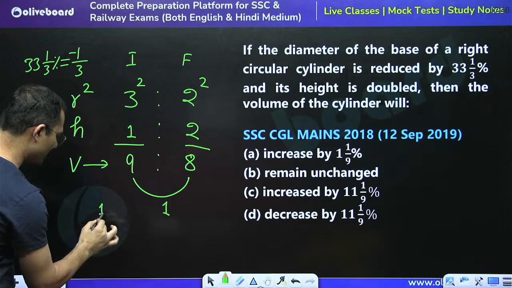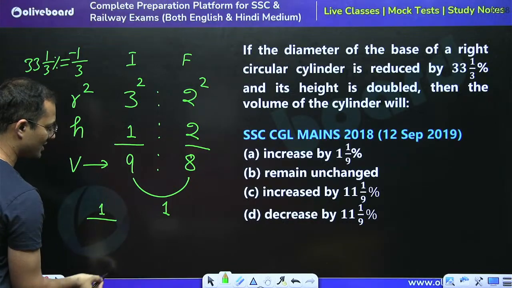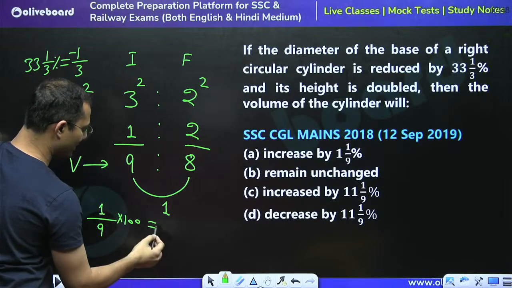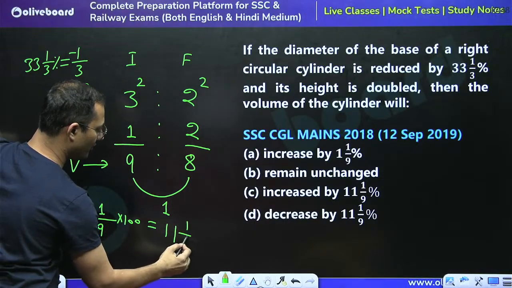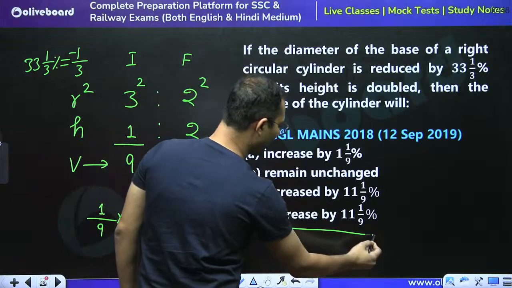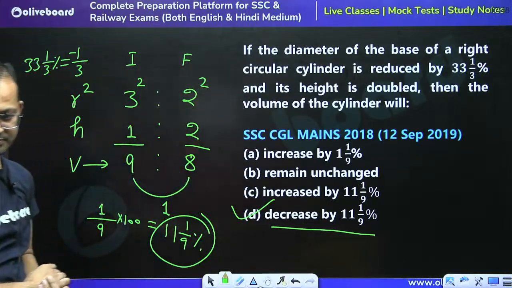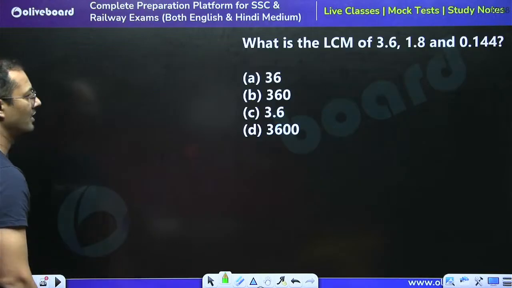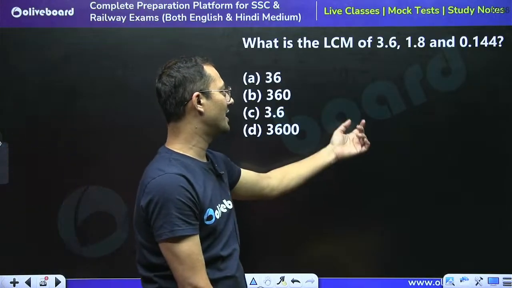So what is the percentage change? 1 divided by 9 into 100. So we can say that there is a decrease of 11 whole 1 upon 9%, right? Decrease by 11 whole 1 upon 9%. So moving forward, now tell me what is the answer for this question.